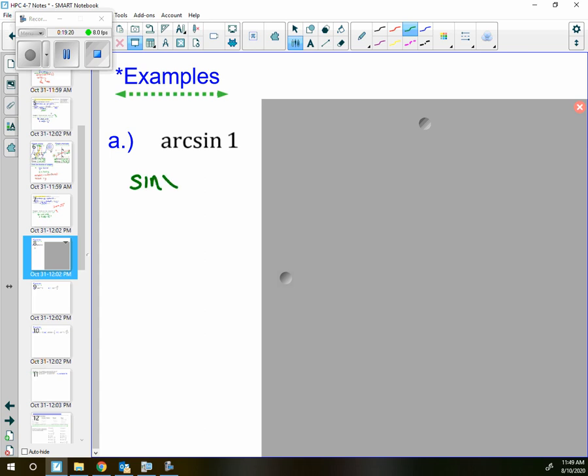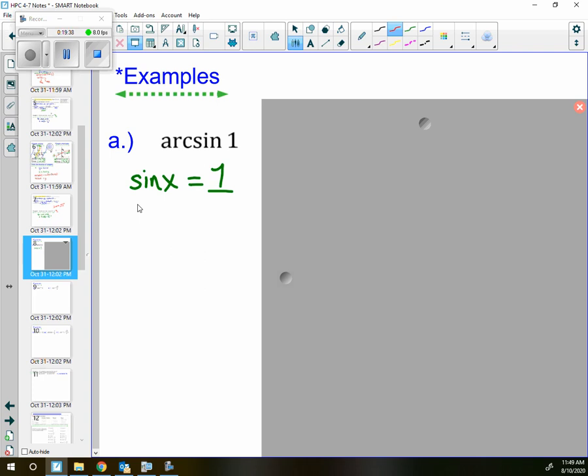So think of it this way, sine of what angle is equal to 1? For what angle measurement would make that true? Go ahead, pause the video, think about your unit circle, and see if you can come up with your guess, and then we'll come back together. I always want you to guess first, and then come back and listen to the explanation.